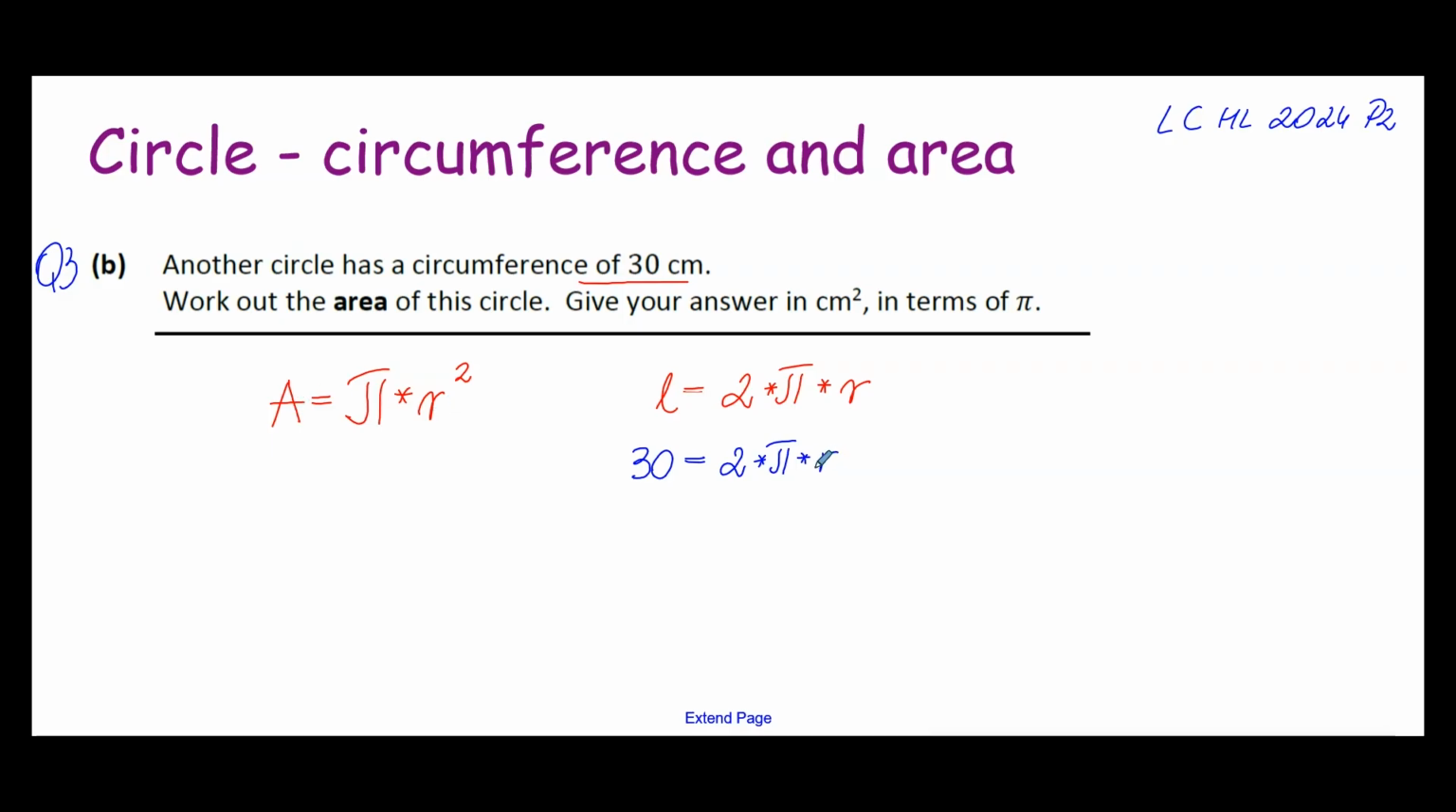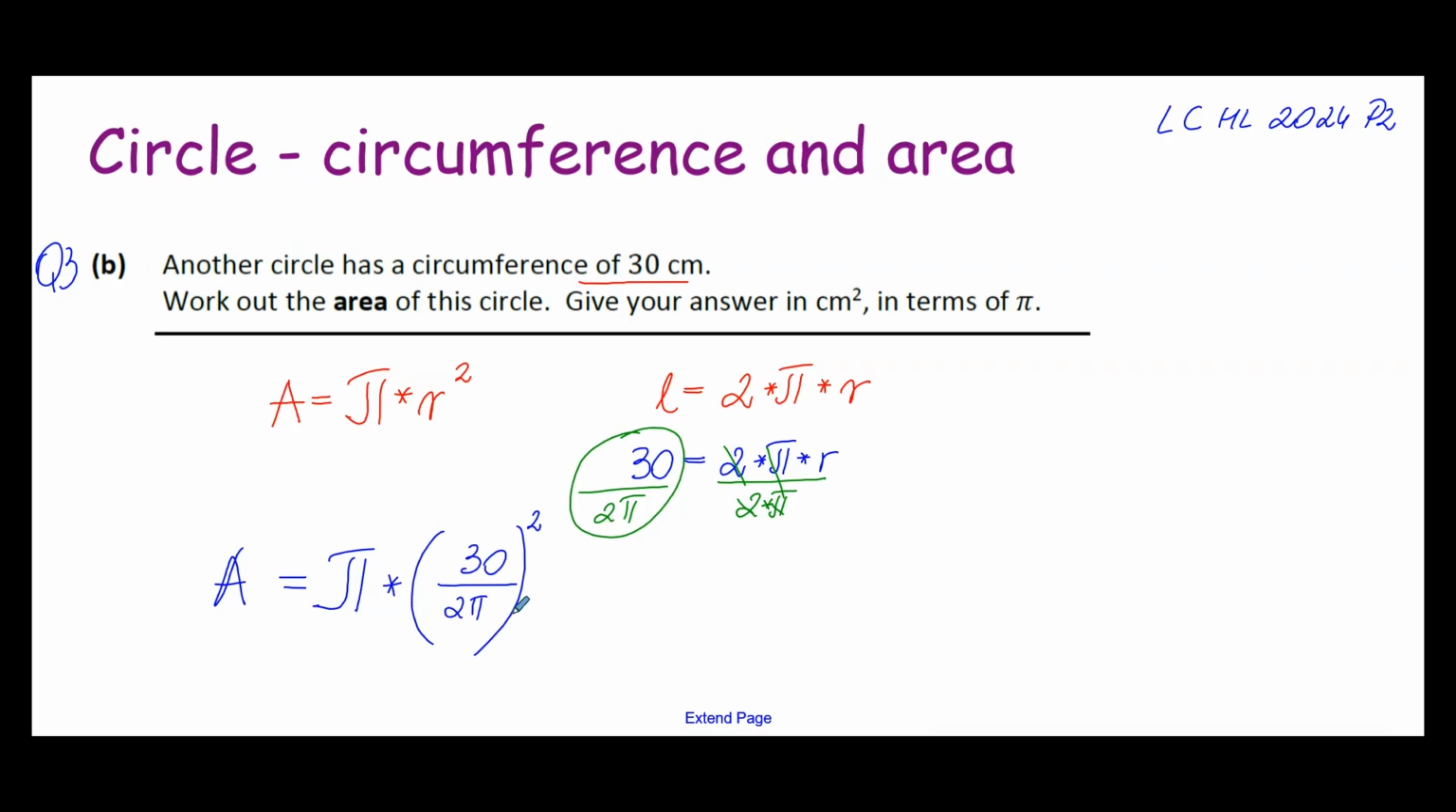Now, what do we need? Radius, not radius multiplied by numbers. So how do we eliminate multiplication? Always the same, by dividing both sides of the equation. So this is our radius. We don't even need to find the value of it. We can sub that straight into our formula for the area. So area equals pi multiplied by our radius, which is 30 divided by 2 pi, taken to the power of 2.